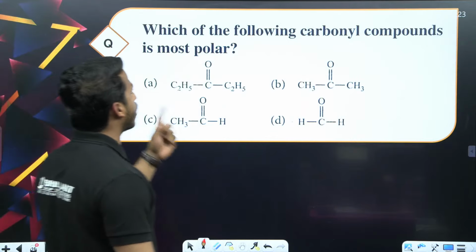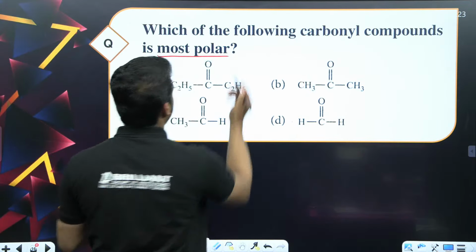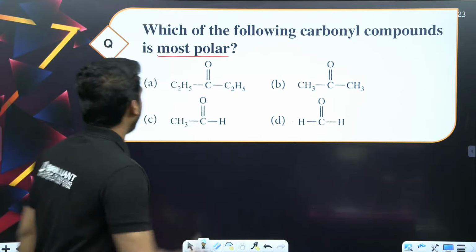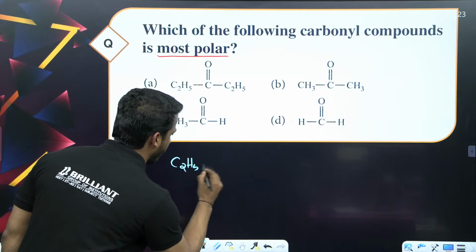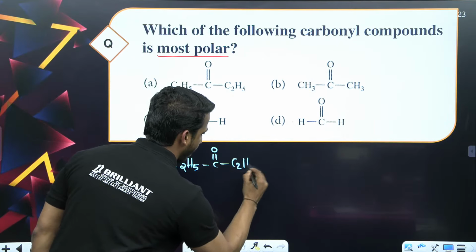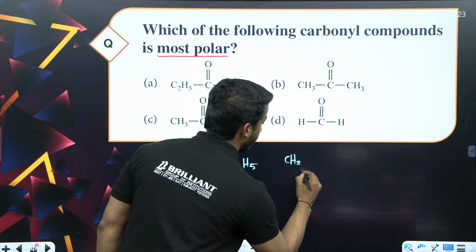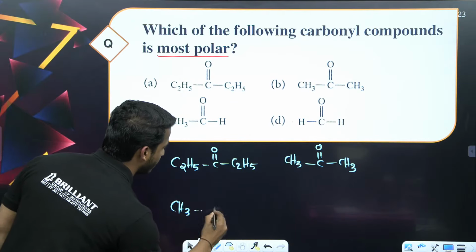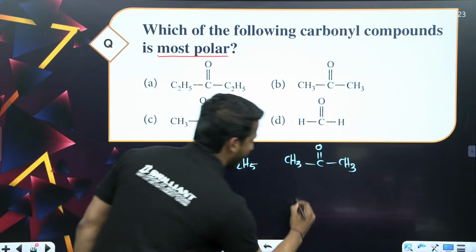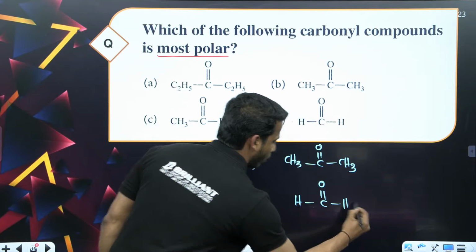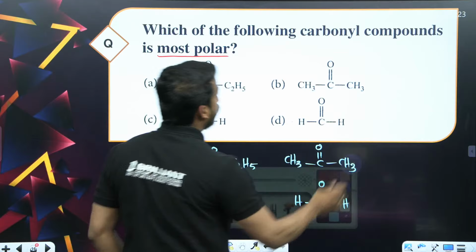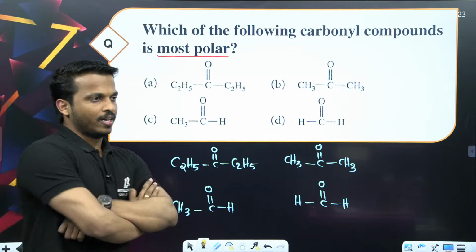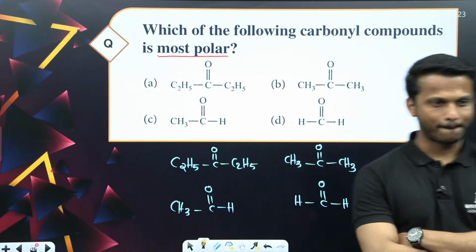Which of the following carbonyl compounds is most polar? One of the simple and tricky questions. Tell me, dear all. I'm writing the compounds once again, okay? C2H5COC2H5. Next, CH3COCH3, propanone. Next, CH3CHO. Next, HCHO. In which compound is the carbonyl group more polar? Can you give the correct answer? Just try all of it.